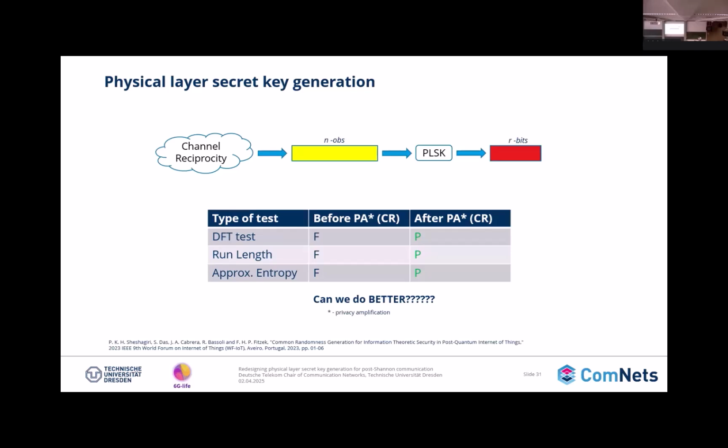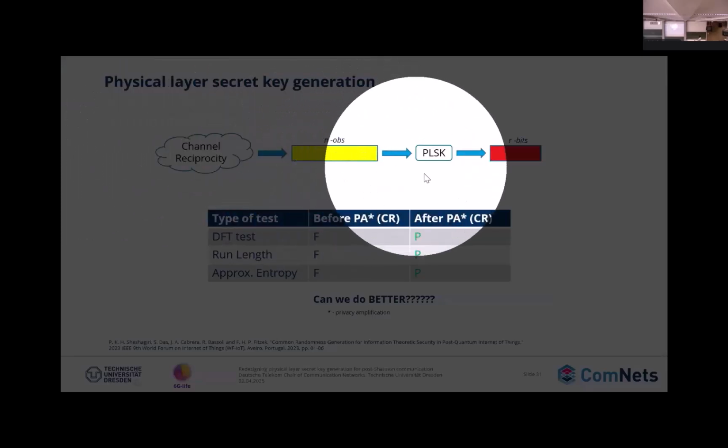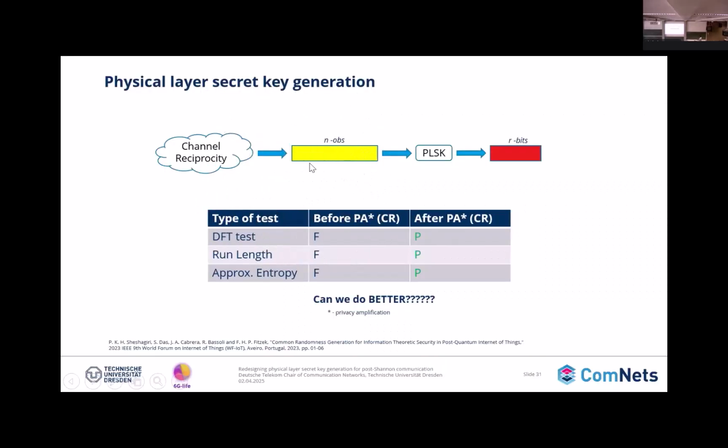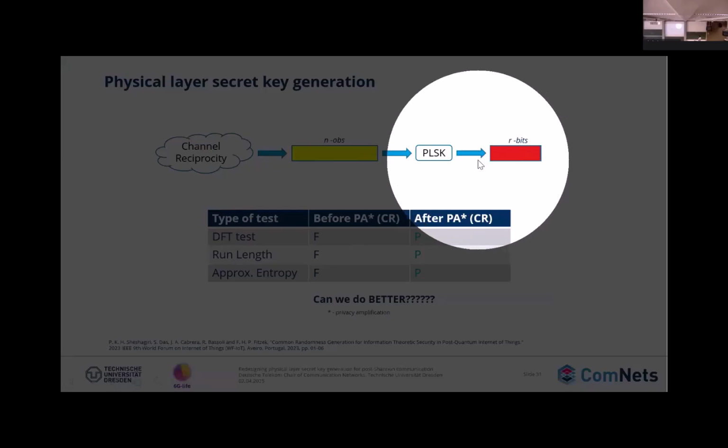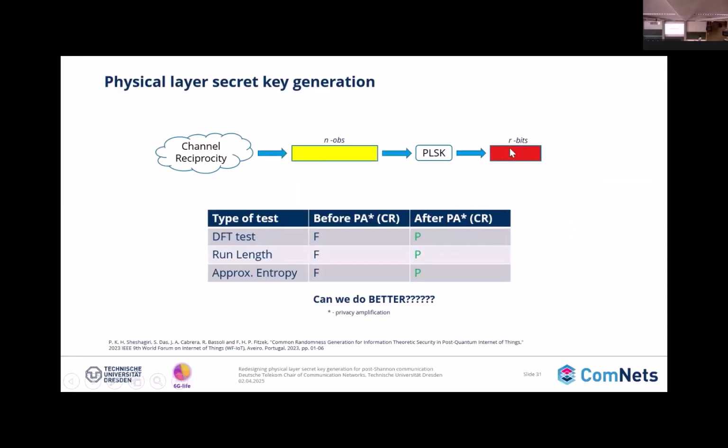And then we did the basic PLSK part where we tried to extract randomness out of the quantized bits. What we did notice was that the PLSK scheme had this privacy amplification where they observed n bits and then extracted r bits out of it, where n is greater than r. And this was quite lossy by itself. There was a lot of loss of bits over there, and we wanted to see if we can do better. This was already used in several PLSK schemes, so we were more interested in knowing whether we can do better than this.